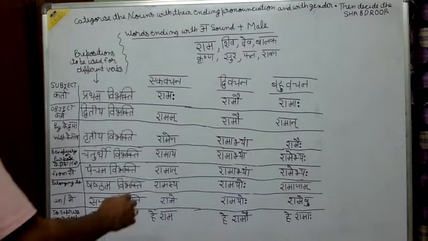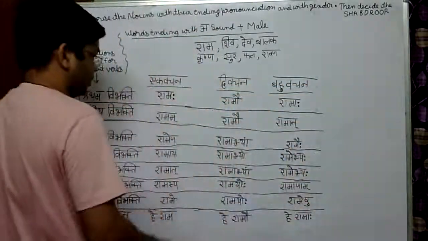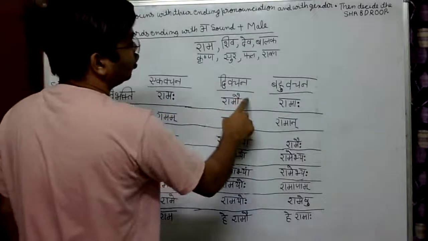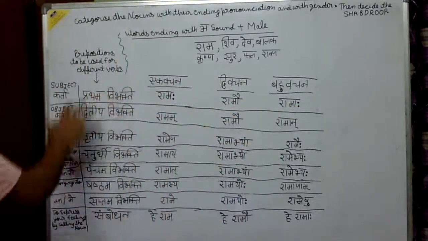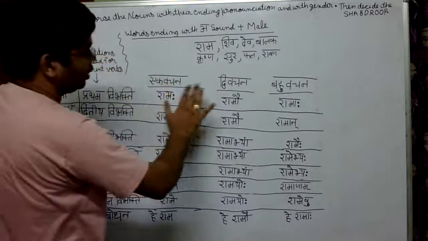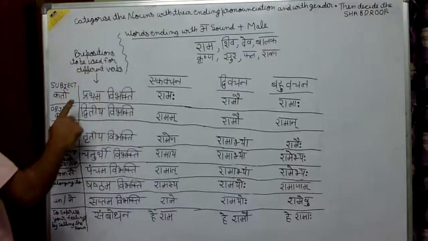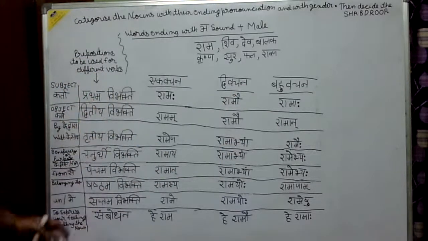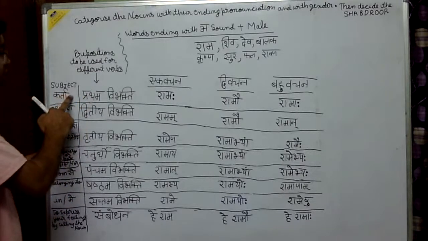So the nouns have three forms: Ekavachan, Dvivachan, Bahuvachan. And for different prepositions, in order to connect them with the three forms of nouns, we have Vibhakti. Pratham Vibhakti. And what is the function of this Pratham Vibhakti? This Pratham Vibhakti defines the subject, Karta.